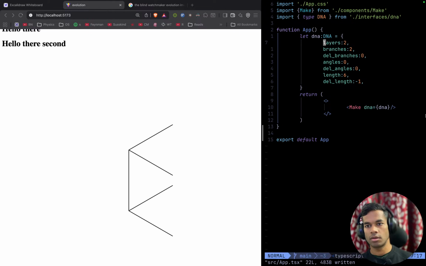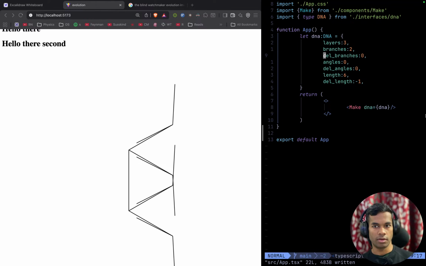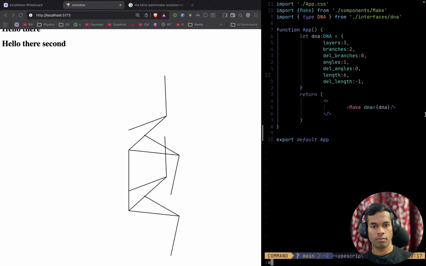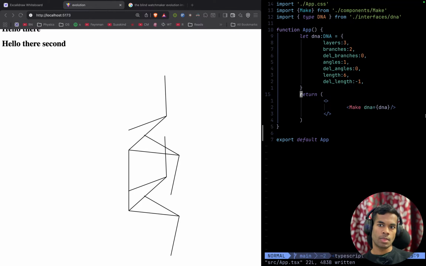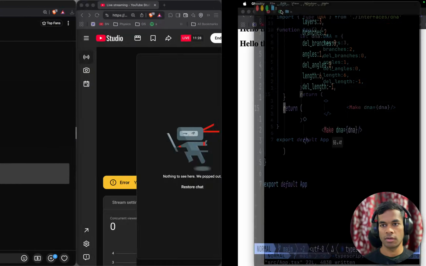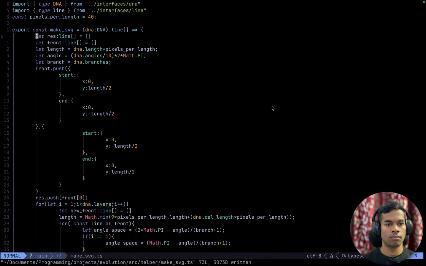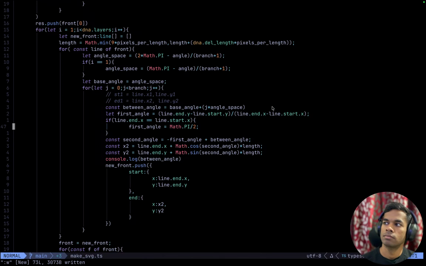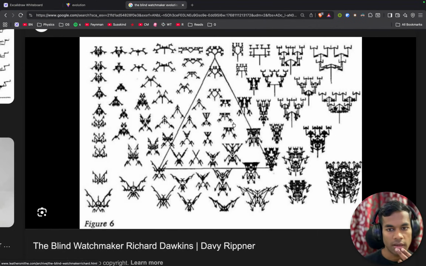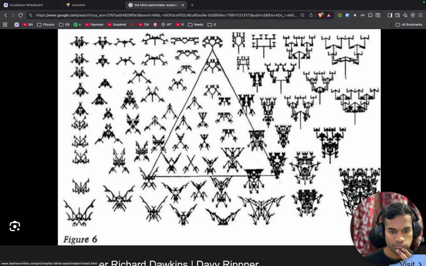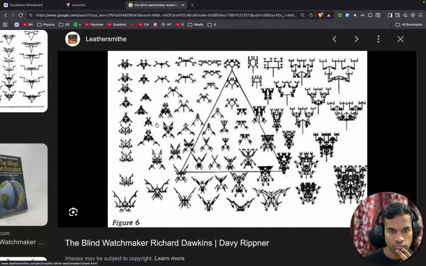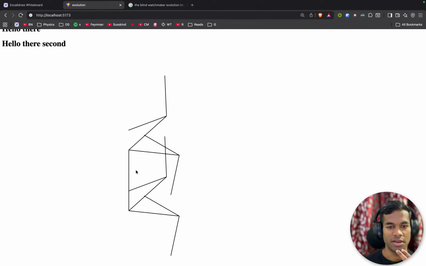That is correct. Okay, we are messing up somewhere. Yes, let's keep decreasing the total angle. We want shapes like this. These are very good shapes. These are more complicated than this simple lines.